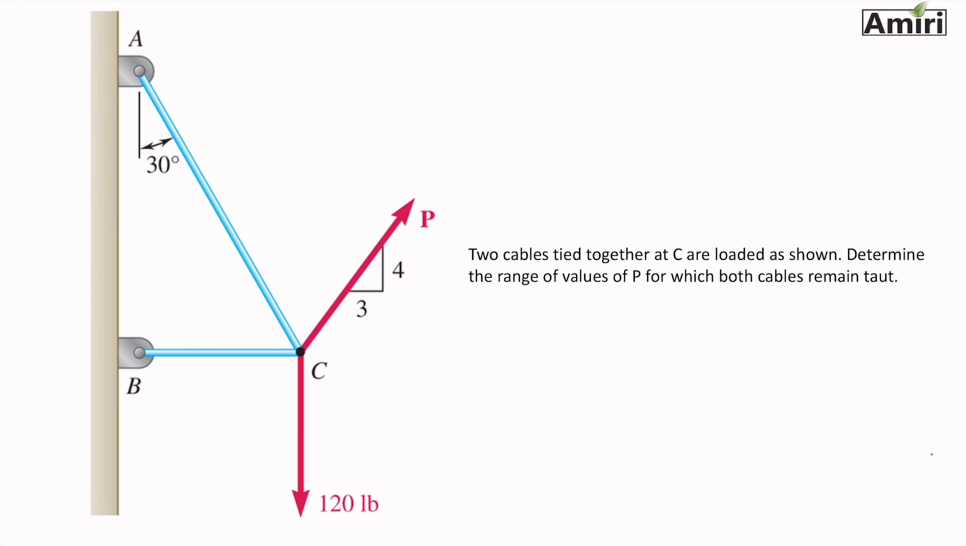There is tension in them. So that means there should not be no tension. That's not acceptable. No tension means the TAC cannot be 0. Same with TBC, that cannot be 0. So what should the value of P be so this doesn't happen? TAC doesn't go 0 and TBC doesn't go 0. Okay.